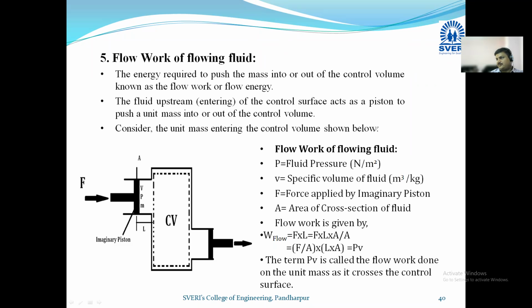When there is a control volume and control surface, flow work is nothing but force into displacement, that is F into L. We are going to multiply and divide this particular equation by area. Then the area in the denominator we will take with the force. So force upon area is nothing but the pressure, and length multiplied by area is nothing but the volume. So flow work is nothing but PV, pressure and volume.